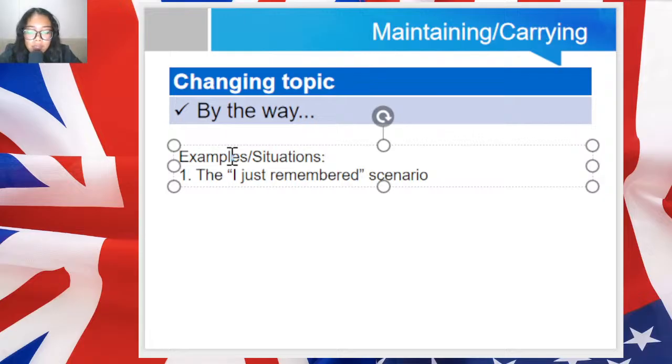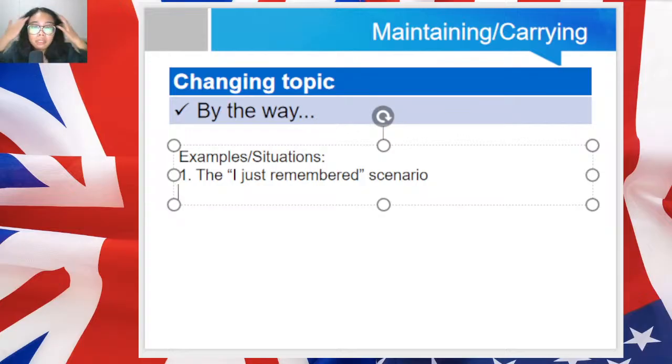Okay, first is the "I just remembered" scenario. Say, for example, you're talking to a friend about your favorite TV shows. Your friend says, "I've been binge watching that new K-drama and the ending was just perfect. I love it when the main characters finally get together." And then you respond, "I know, right? That show is so good. The soundtrack is amazing too. Oh, by the way, did you know that the new coffee shop near our school finally opened? We should go check it out after class."